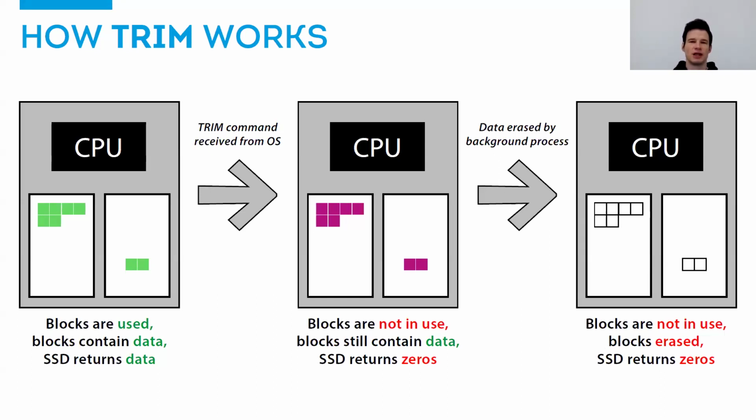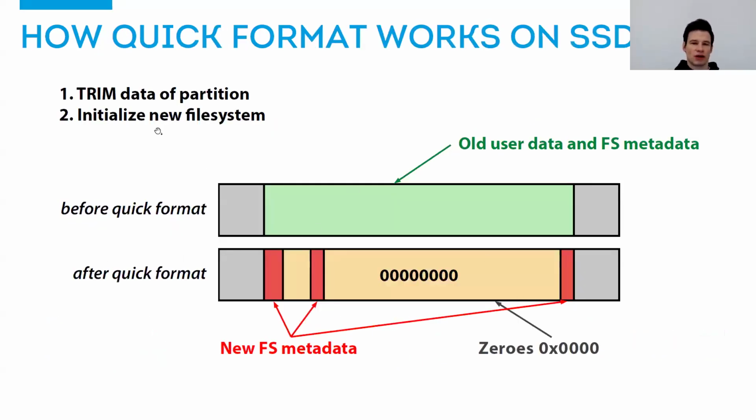This is the key difference, that we still have a gap when the SSD thinks that it is formatted, but data still remains there. So how does quick format work on SSDs? When you do the quick formatting in Windows, the operating system sends the trim command to the drive, and only then initializes a new file system.